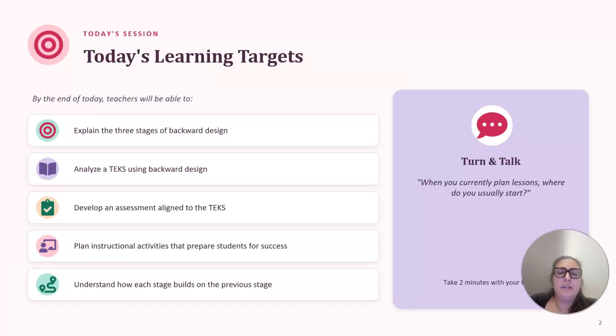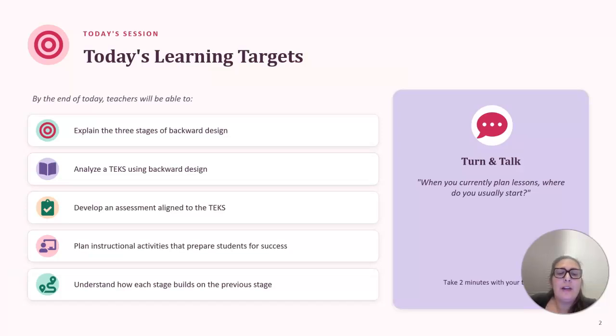Let's begin by looking at our learning targets. By the end of today's session, you will be able to explain the 3 stages of backward design, analyze and unpack the TICs, create an assessment aligned to the standard, and plan learning experiences that intentionally prepare students for success.